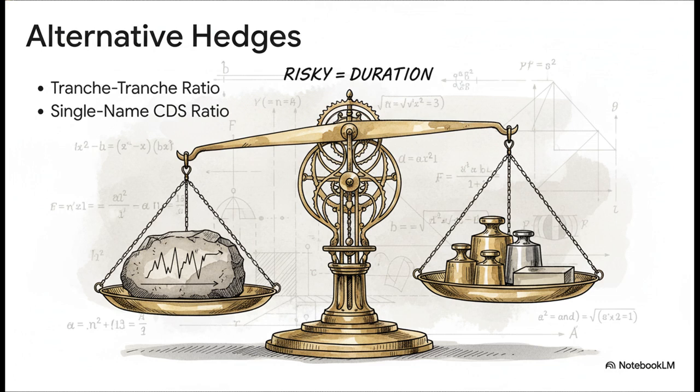Or you can use a single-name ratio, hedging directly with credit default swaps to practically neutralize the risk. It all comes down to matching the risky duration of your asset exactly with the risky duration of your hedge.